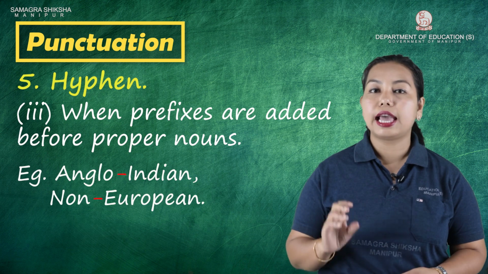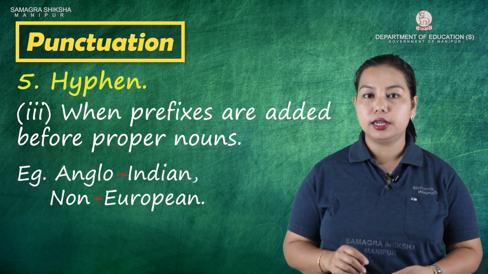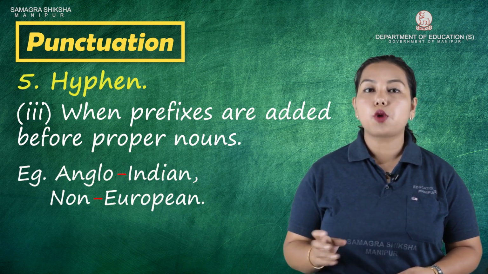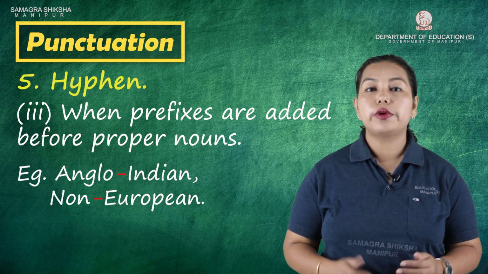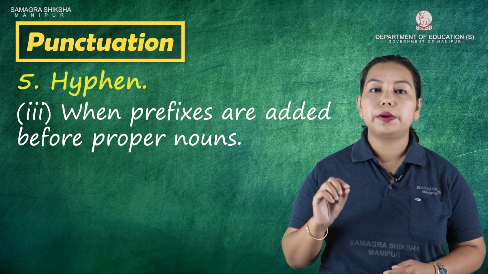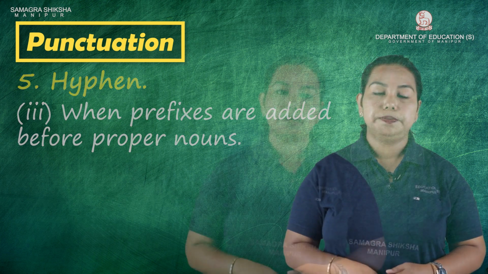Like for example, Anglo-Indian and non-European. Indian and European are proper nouns. So when we add the prefix Anglo and non respectively, we have to separate them with a hyphen.